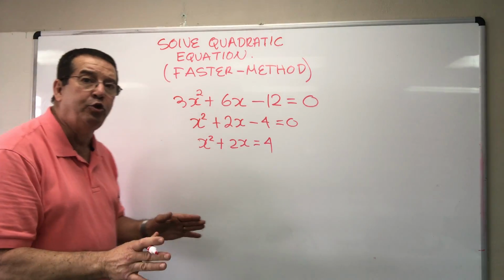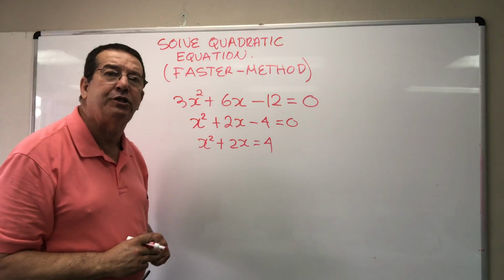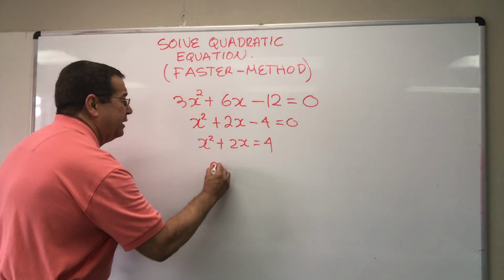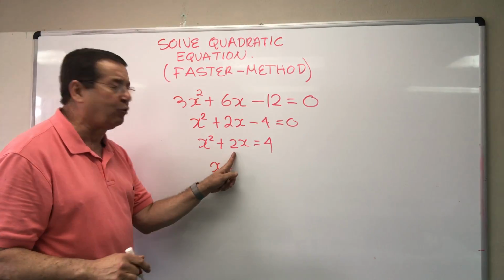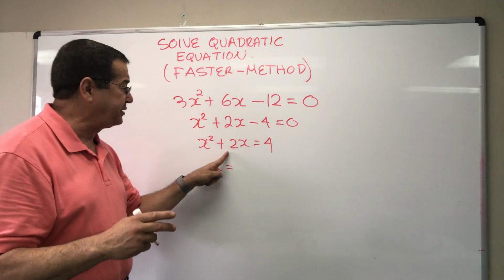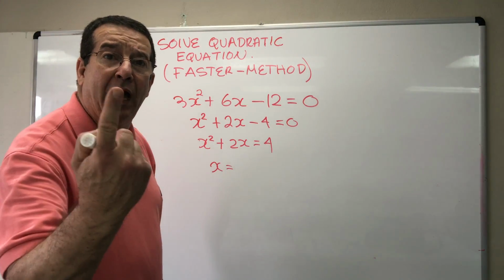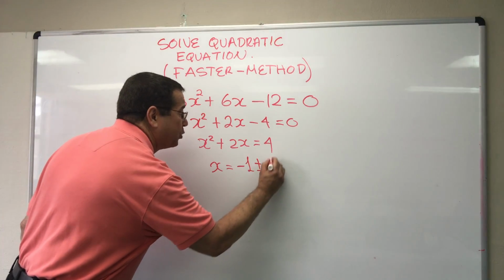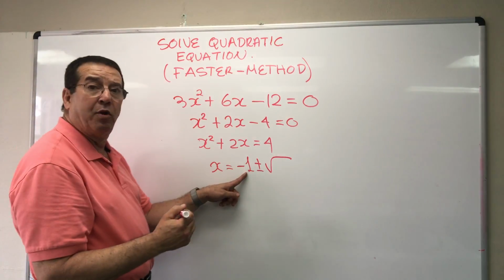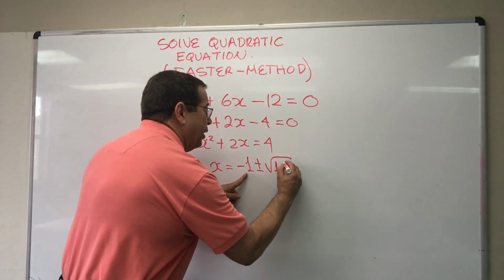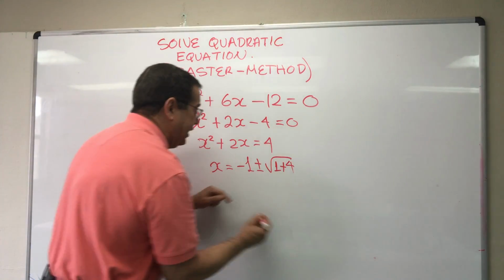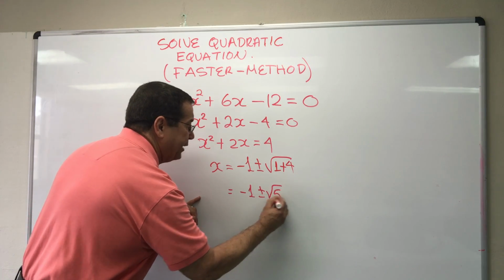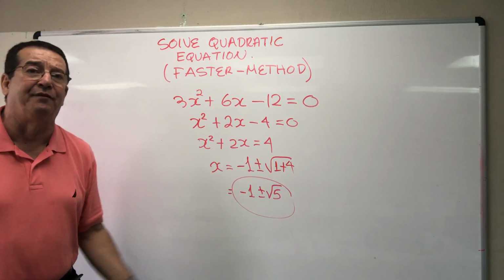And now you can go directly to the solution. What you're going to do is x is equal to... remember, you divide the coefficient by 2. Positive 2 divided by 2 is 1. You change the sign, it's negative 1, plus and minus the square root. This number squared is 1, plus this number is 4. And you finish. Now it's negative 1 plus and minus square root 5. And you have the two solutions very fast and very easy.